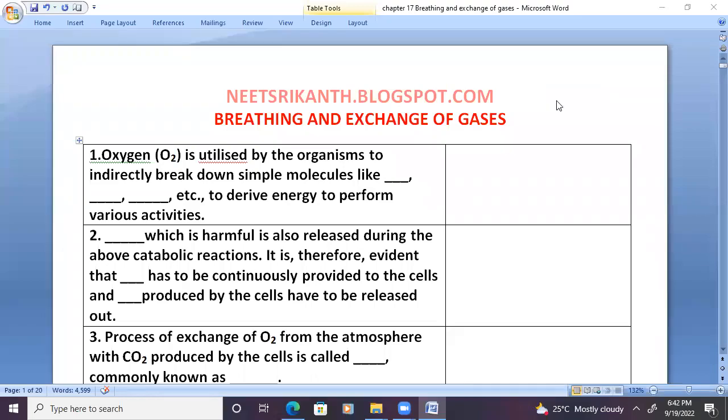NCERT single sentence questions, Chapter 17, Breathing and Exchange of Gases. Let's start. Question number 1.